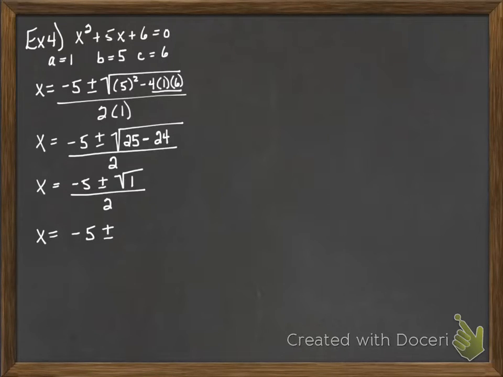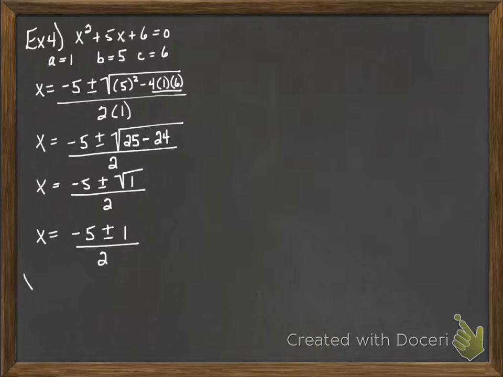1. So the square root actually goes away because the square root of 1 is 1. If that said the square root of 4, then you would put a 2. If that said the square root of 9, then you would put a 3. If that said the square root of 16, you would put a 4. So the square root goes away because the number underneath it is a perfect square. But we still have to divide by 2.